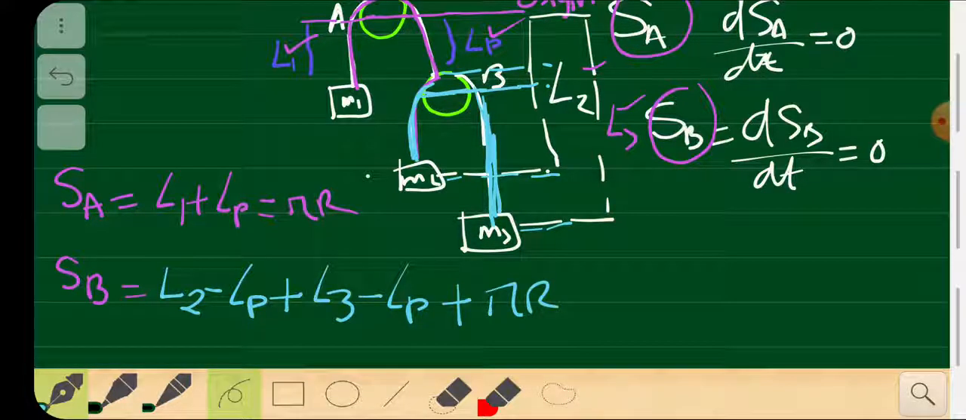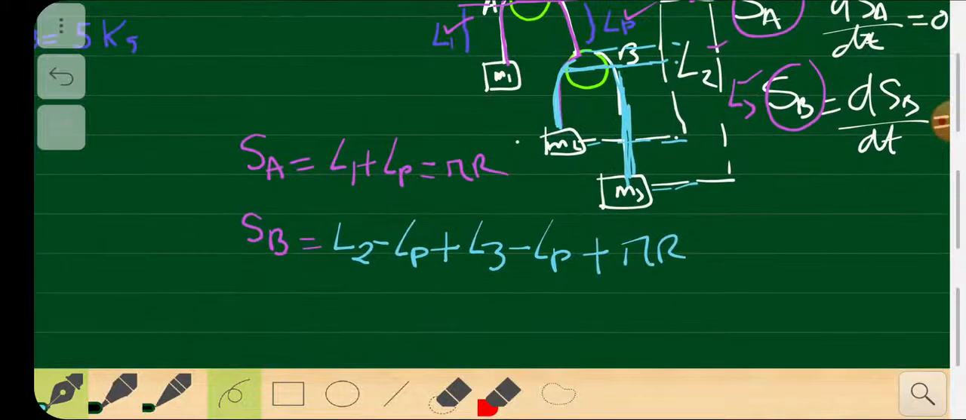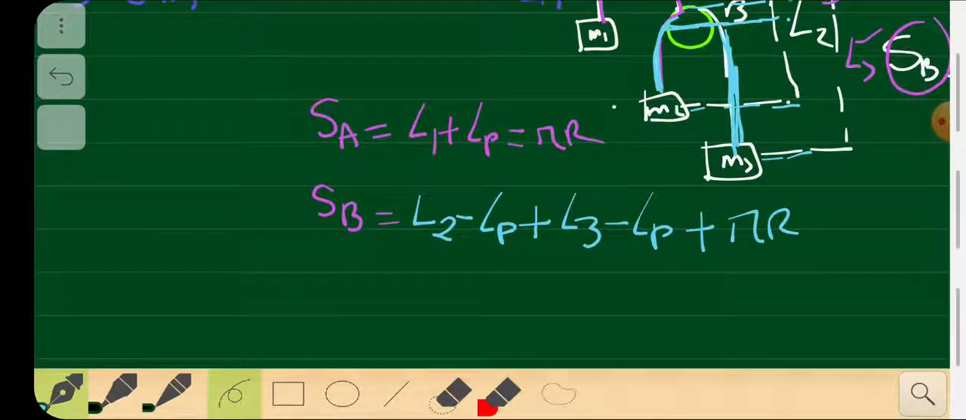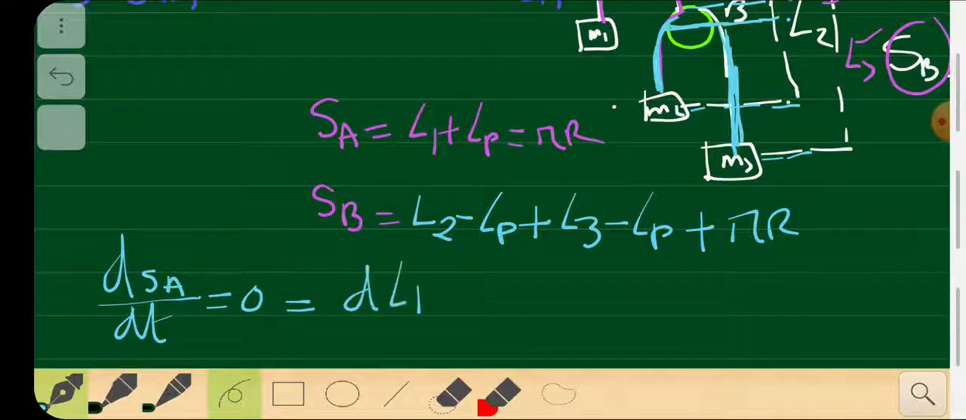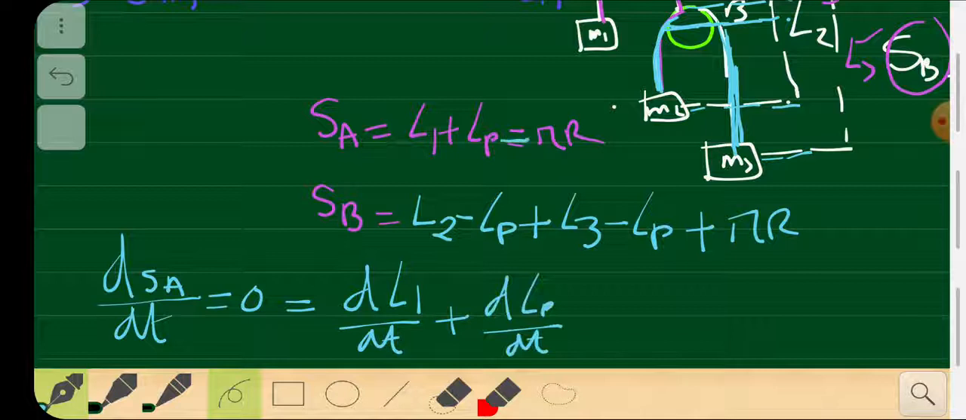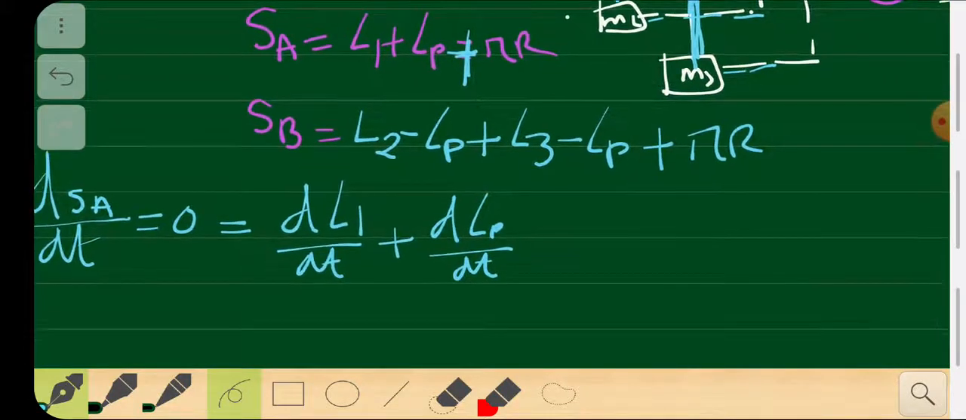It will be equal to 0. It's not going to change. The string is not going to extend itself. So now I can write that dS_A by dt must be equal to 0, which is equal to dL1 by dt plus dLP by dt. This is a plus sign here. And d(pi r) by dt, the radius is not going to change, so it's 0. So that's negligible.